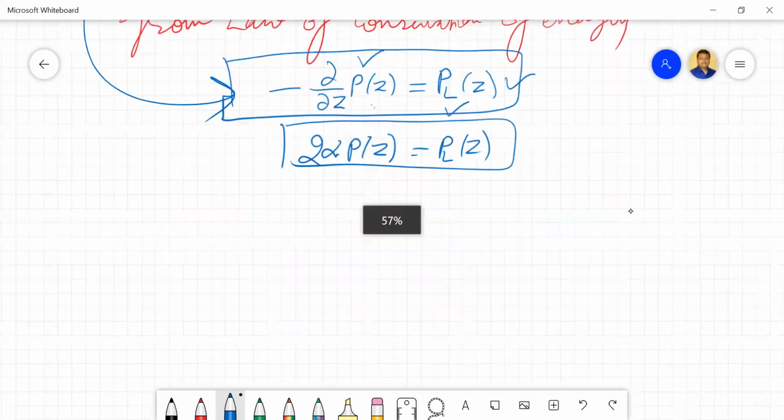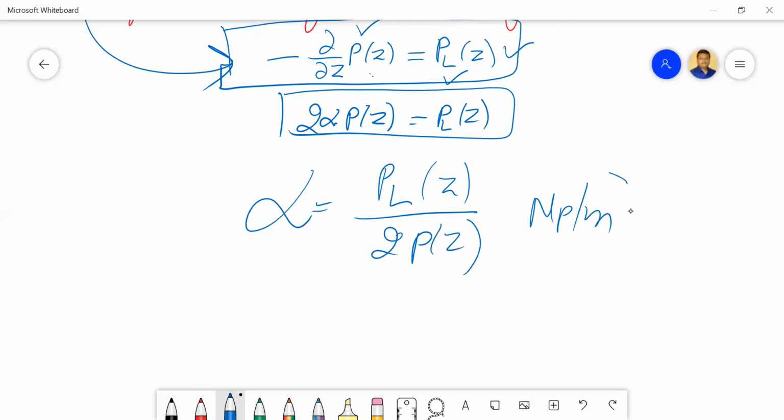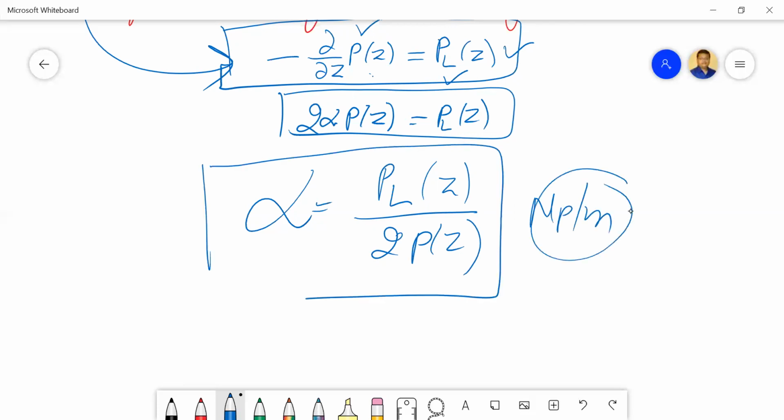Now how can we define alpha? Alpha is equal to PLz over 2Pz. This is in Napier per meter. So experimentally we can perform these things. Alpha can be defined as PL divided by 2Pz. In this way, the attenuation constant can be defined.